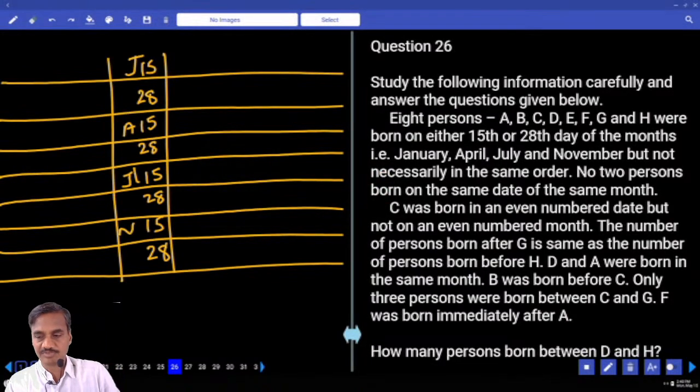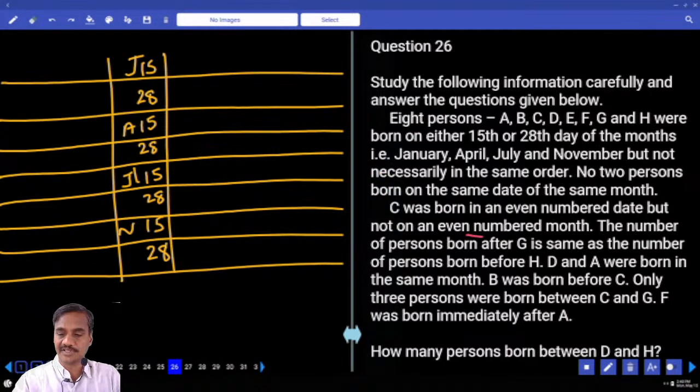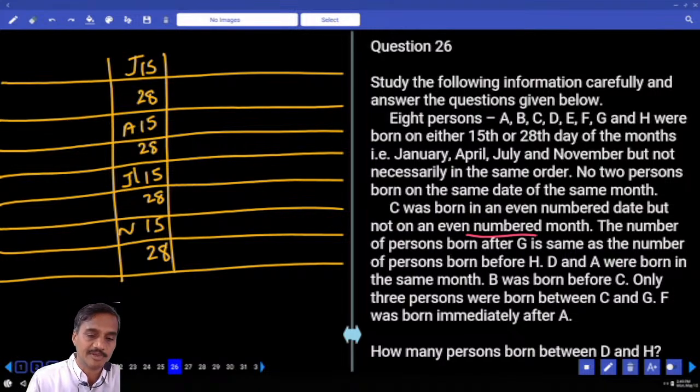Now in this, C was born on an even number date but not on an even numbered month. Now C, where is this C? C was born on an even numbered date. That means C must be even. C is 28, but not on an even numbered month.